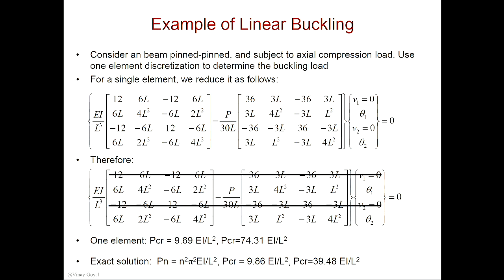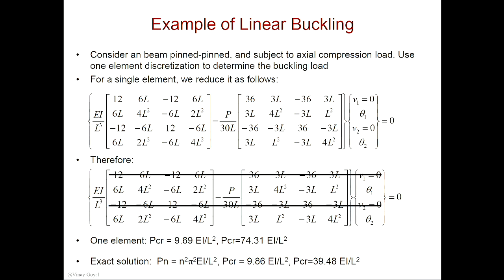In a continuous system, how many degrees of freedom do you have? Infinite. So you should have infinite degrees of freedom. The exact solution, in fact, is given by Pn equals n squared, pi squared multiplied by EI divided by L squared. If I look at the exact solution, the first eigenvalue is 9.86 compared to 9.69 from our solution.